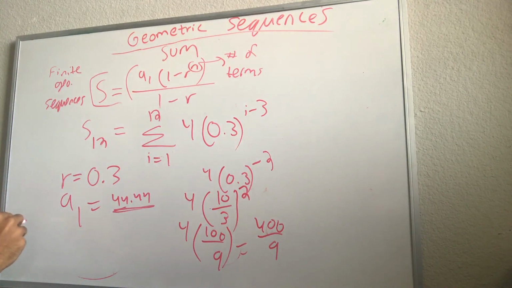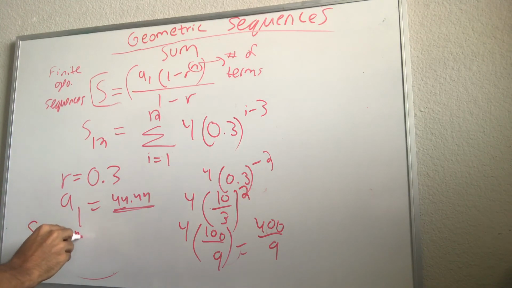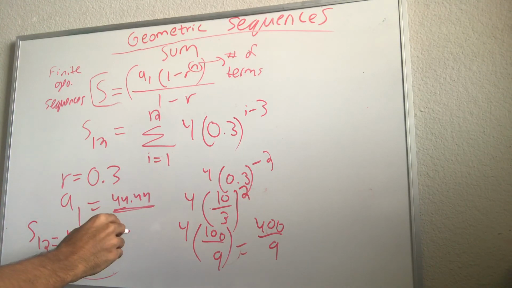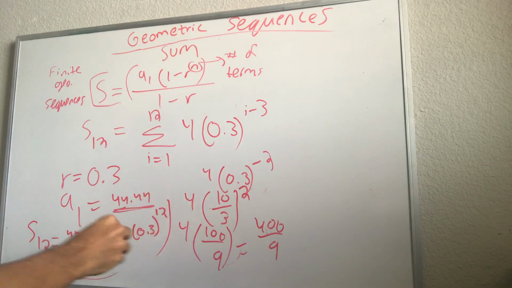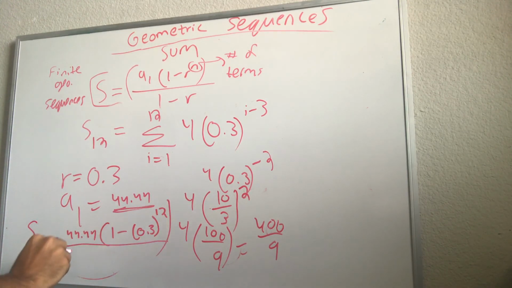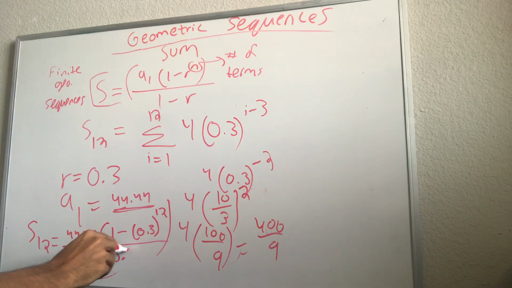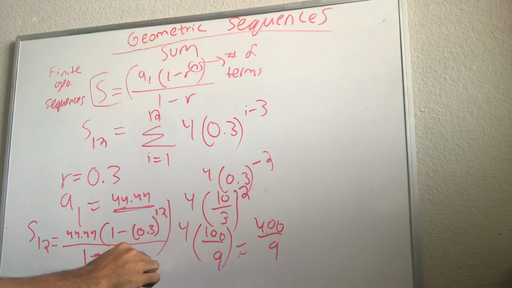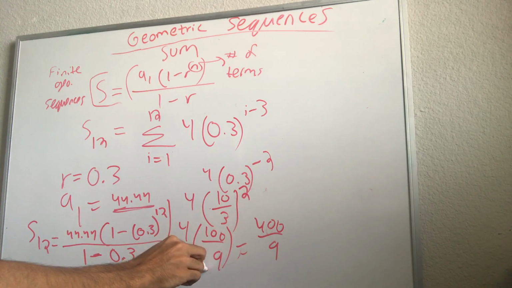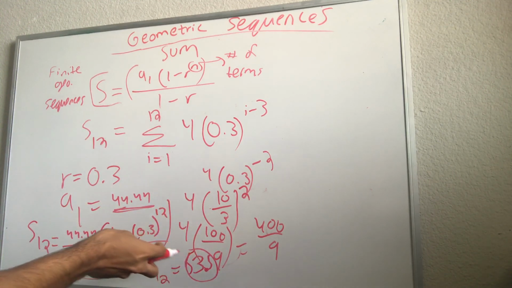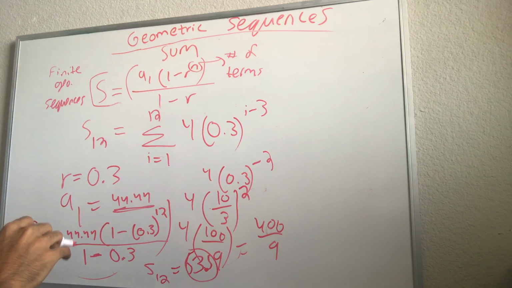So now what you're doing is finding the sum of the first 12 terms. S12 is equal to 44.44 times 1 minus r, in this case 0.3, to the power of 12, and you're dividing all of that by 1 minus r, again 0.3. If you further evaluate this, you should see that S12 is 63.5. Sorry if you can't see that. That's just 63.5. So your sum of the first 12 terms for this particular geometric sequence is 63.5. Again, that's just the overview of finding the sum of a geometric sequence. So thanks for watching.